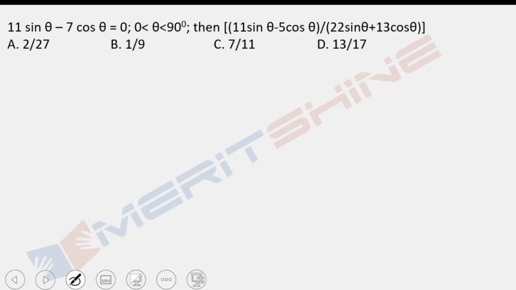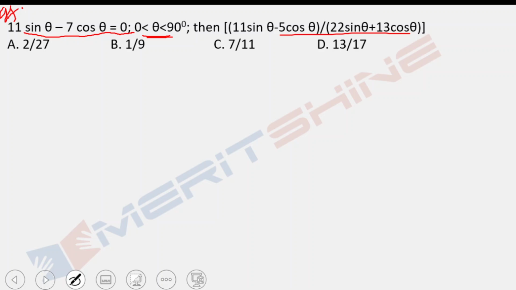You have this question, try it out. Done? Okay, good. So here we have another condition that has been given to us. 11 sin theta minus 7 cos theta is equal to 0. I forgot to write the 'if' and the limiting factor. Then what is the value of this expression?